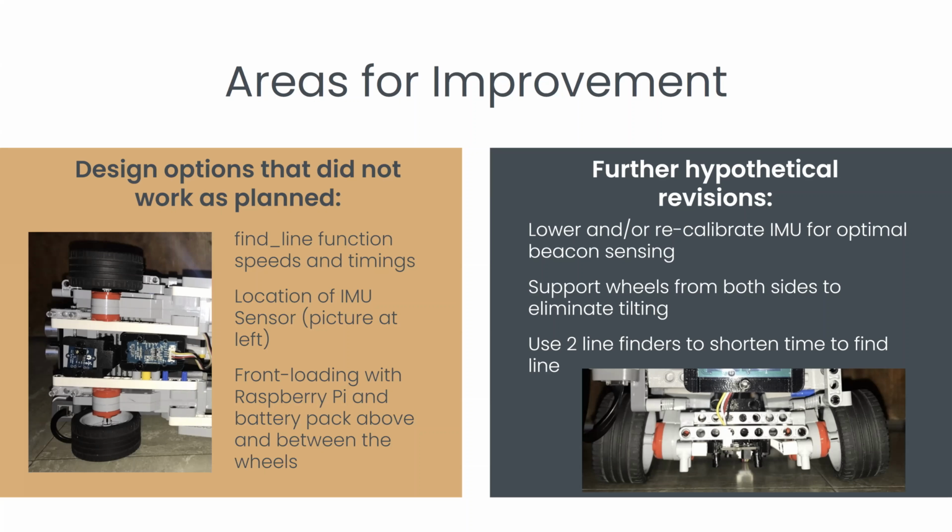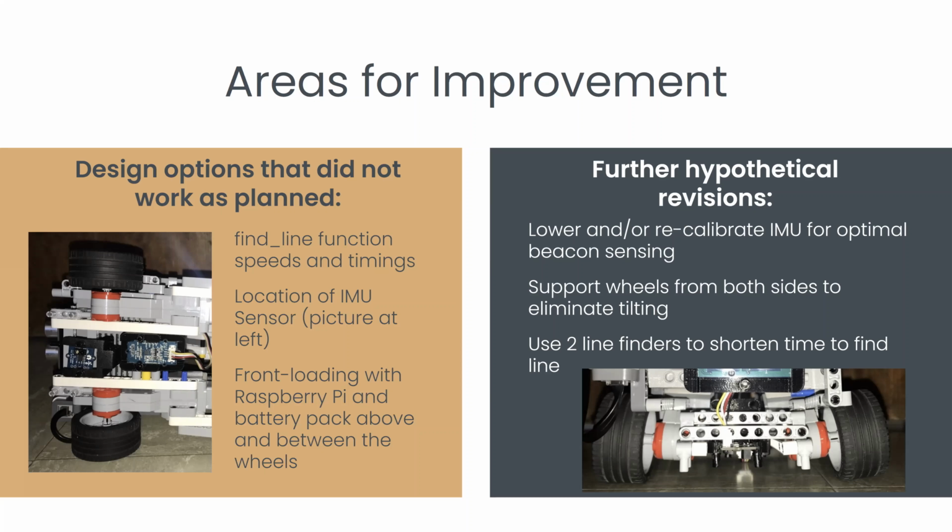Based on these faulty design decisions, there are several hypothetical revisions. Lowering and/or recalibrating the IMU sensor is necessary to be able to effectively sense a magnetic field. Further testing with test tracks and magnets would be optimal. Our current proposed solution for the tilting wheels is to support them from both sides instead of only from the inside. This solution eliminates a need to reposition the heavy Raspberry Pi materials while still addressing the problem.